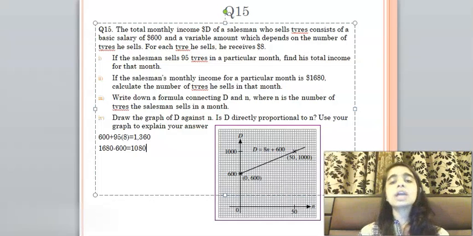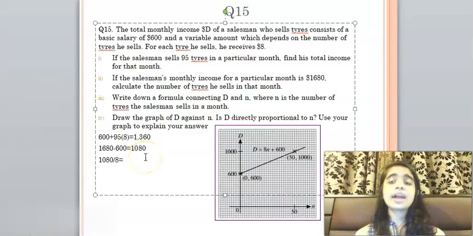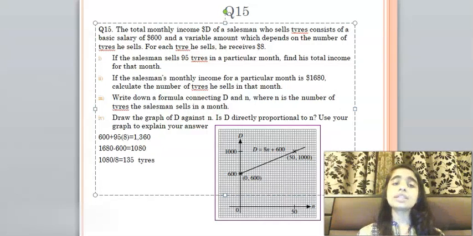Now for each tire he receives $8. So if I divide 1080 by 8, I will get to know how many tires he actually sold. So what is 1080 divided by 8? Yes, the answer is 135. So that means he sold 135 tires in that particular month. Now part 3 says, write down a formula connecting D and N, where N is the number of tires the salesman sells in a month and D is the total income.